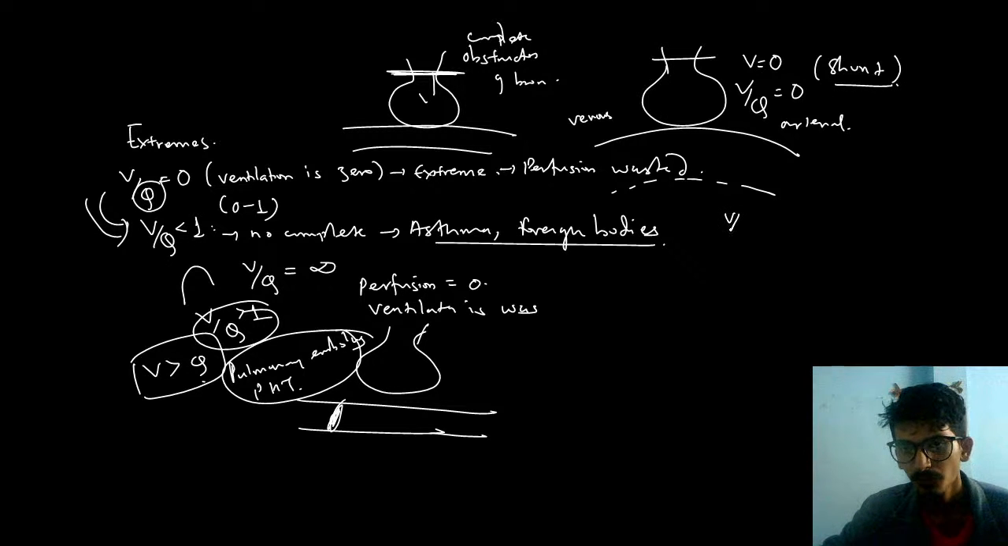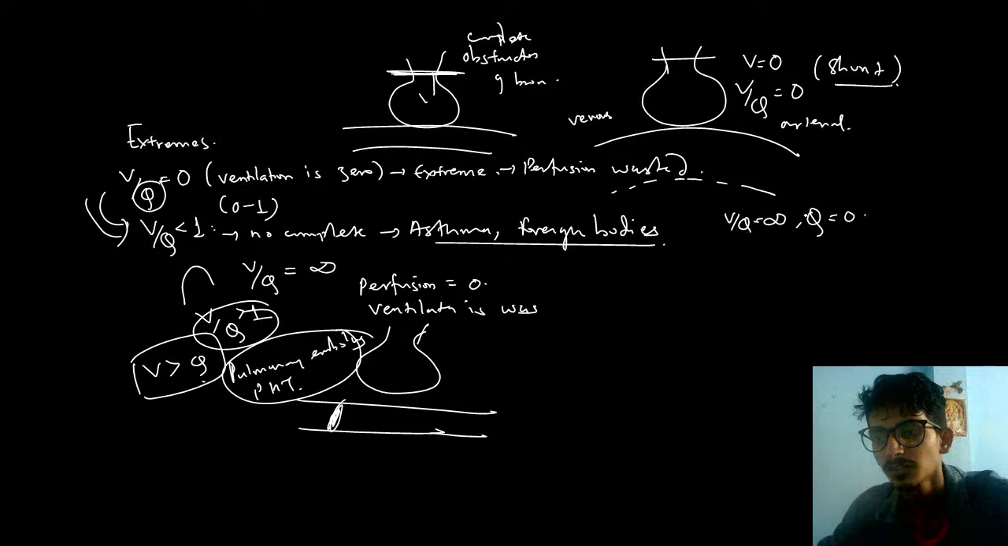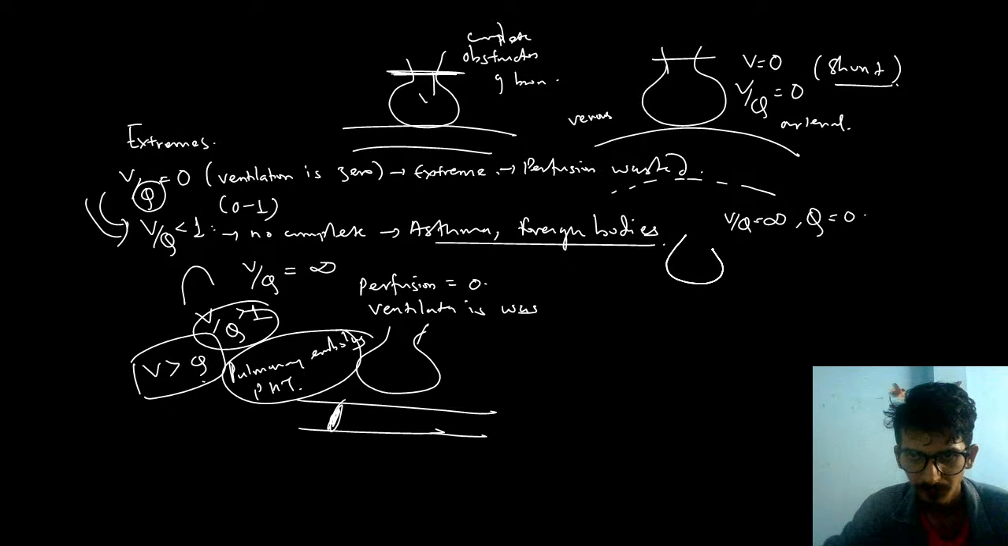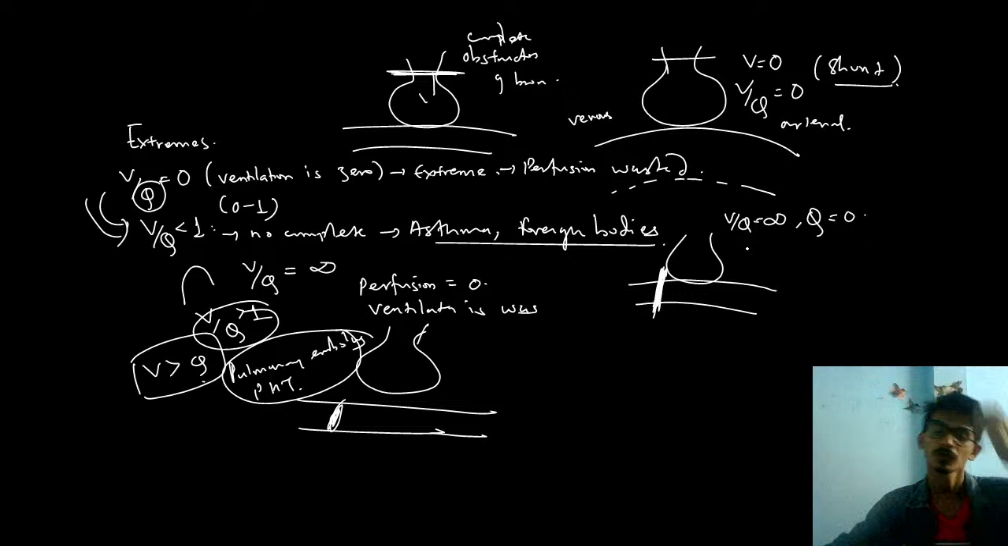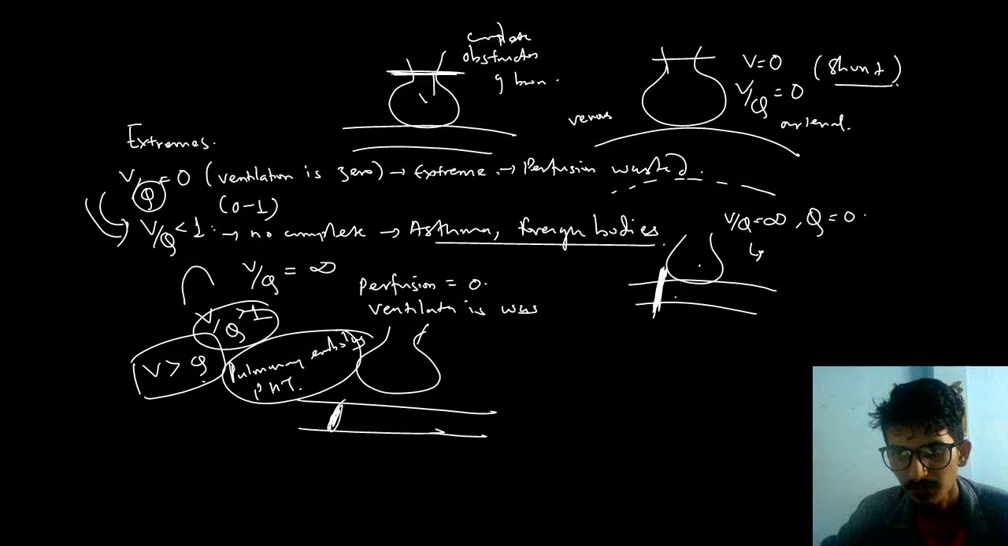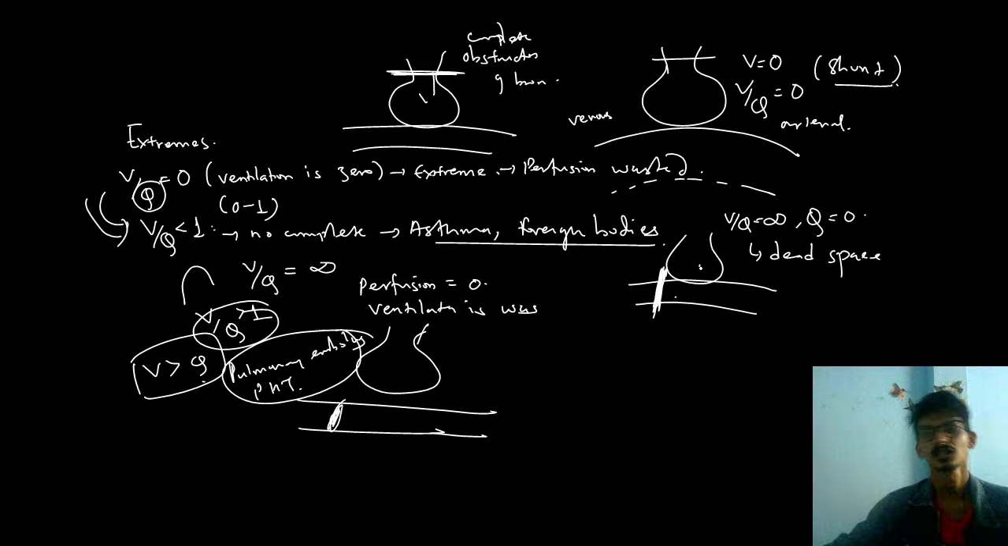Suppose ventilation perfusion is infinite. That means perfusion is 0. Perfusion is 0 basically means there were alveoli, there was blood flow, but the blood flow is obstructed. So V/Q infinite means there is ventilation but no perfusion, so this region became like a dead space because the alveoli cannot exchange the gas. So these are the two extremes: one is the shunt and one is the dead space.